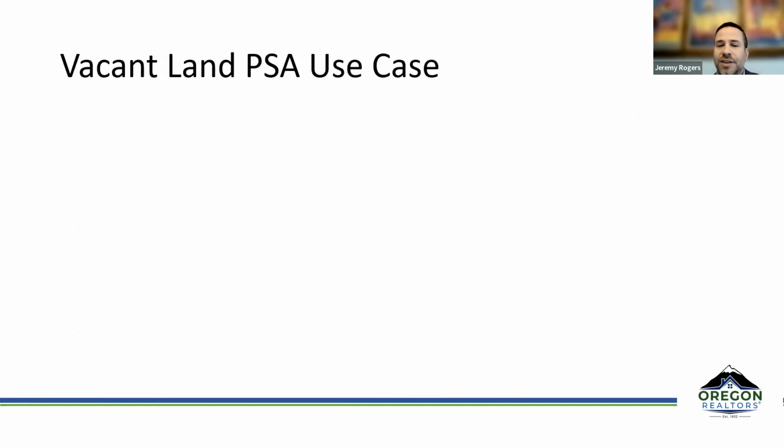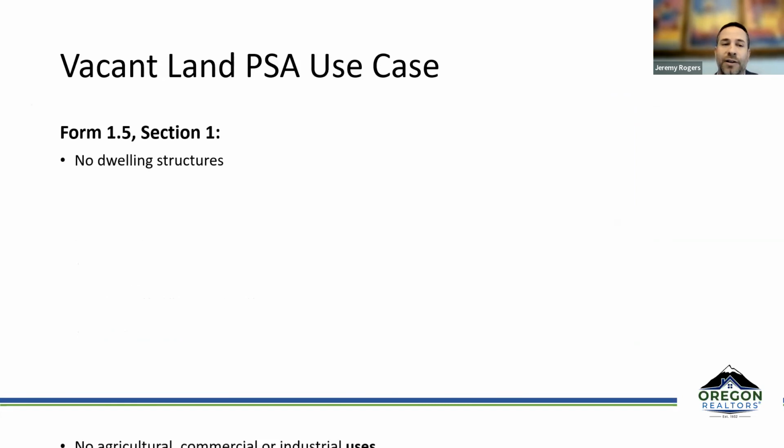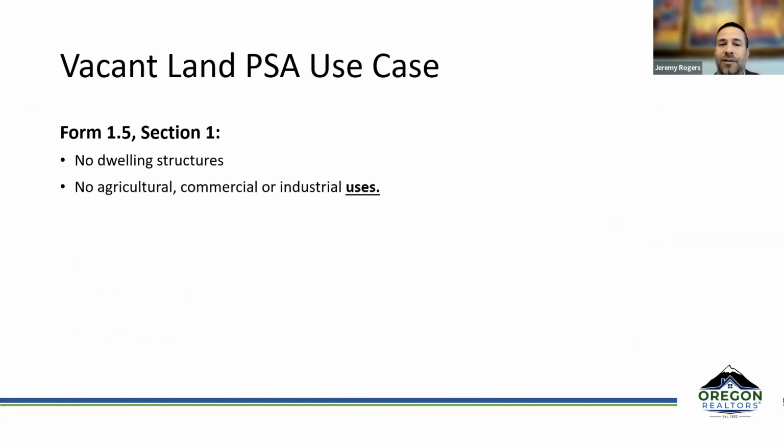So let's talk about the use case for the vacant land purchase and sale agreement. So we define the use case in the form itself. In Form 1.5, Section 1, we describe that this is to be used for a property with no dwelling structures and with no agricultural, commercial, or industrial uses.